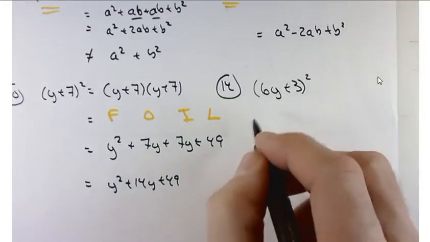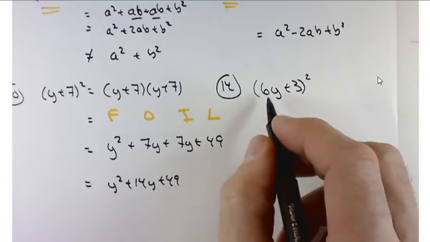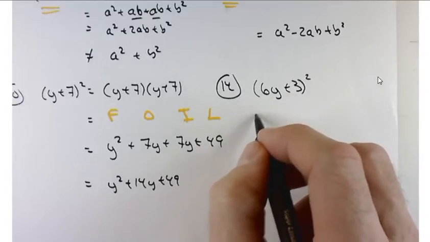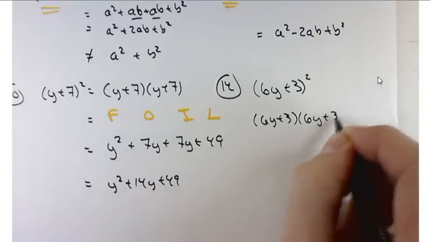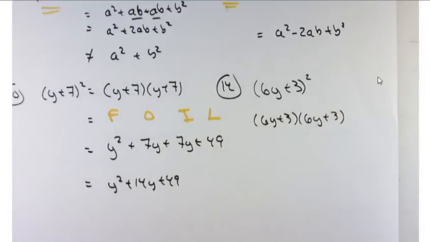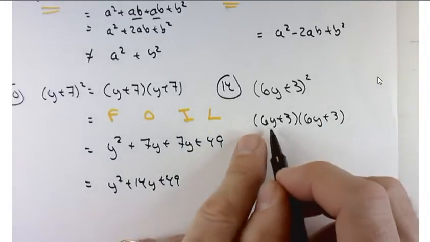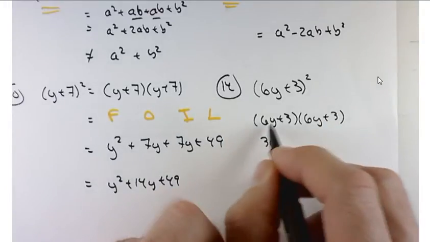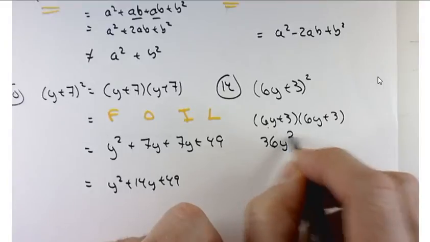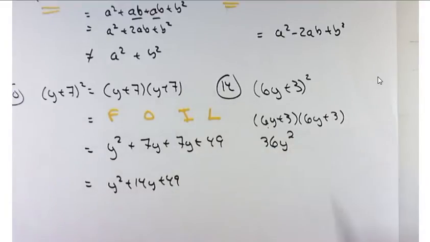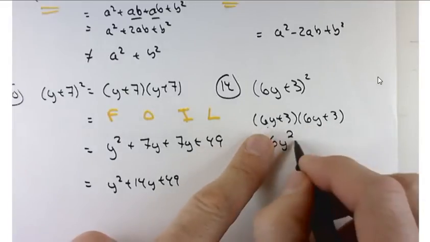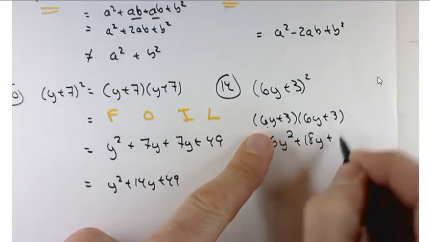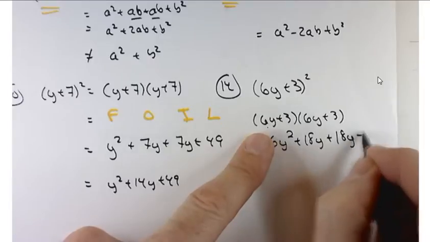All right. So 6y plus 3 squared. Again, multiply the binomial by itself. A little more challenging on this one. Help me out with the first pair. 36. Good. So 36y squared. All right, keep going then. Plus 18y plus 18y plus 9.